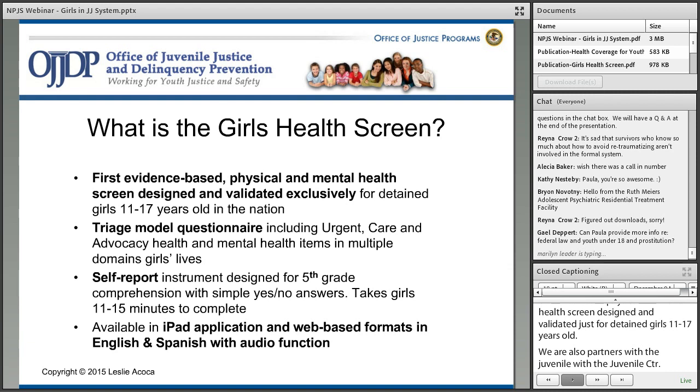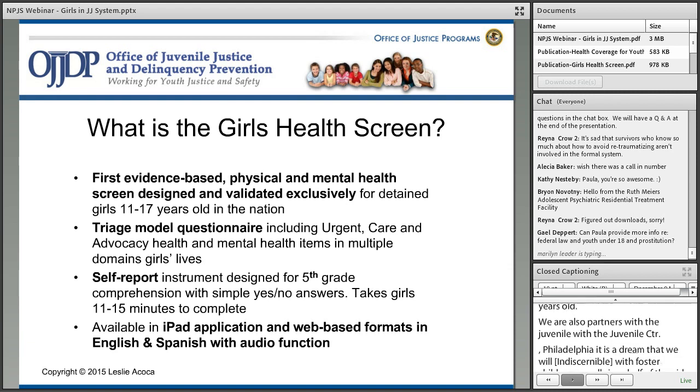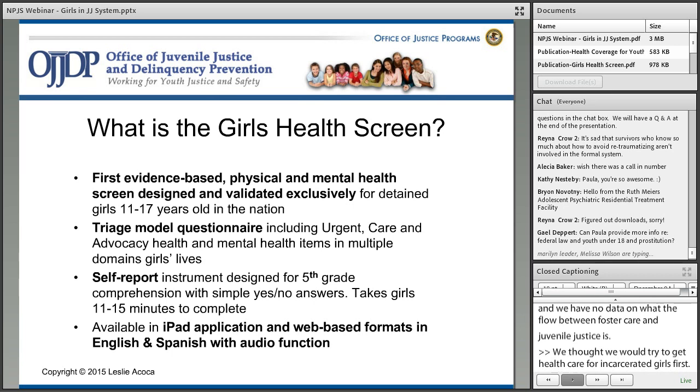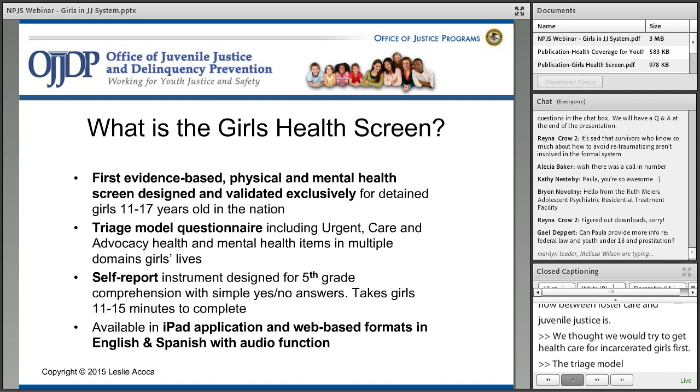girls first. So it's a triage model questionnaire, and what that means is that a child's most urgent problems, if they're bleeding, if they've just been raped, if they've stopped breathing, if they've just been hospitalized, are identified first, and then their care and treatment needs, if they're going to stay in the facility, things like diabetic care or reproductive health care, those things are dealt with, and then advocacy needs.